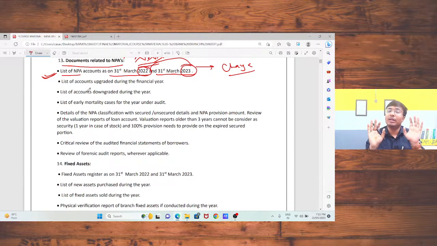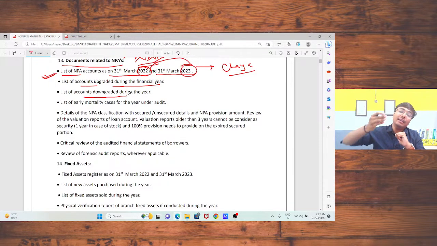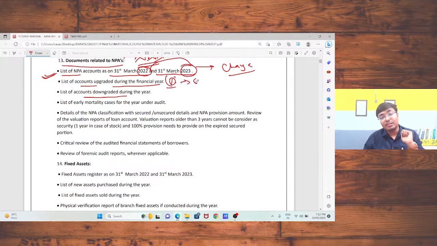And in these 2 days, I am going to cover each and every point on which we need to focus during our bank branch audit. List of accounts upgraded during the financial year. If any account is upgraded or downgraded during the financial year, that means earlier it was SMA 2, now it is SMA 1; earlier it was substandard, now it is considered doubtful, or earlier doubtful, now substandard. So upgraded means doubtful to substandard, or substandard to doubtful.